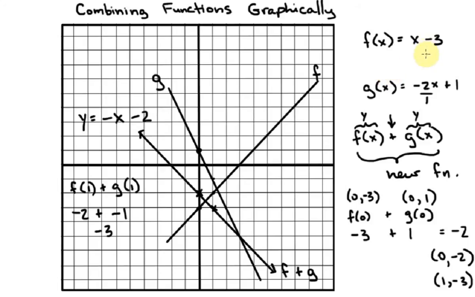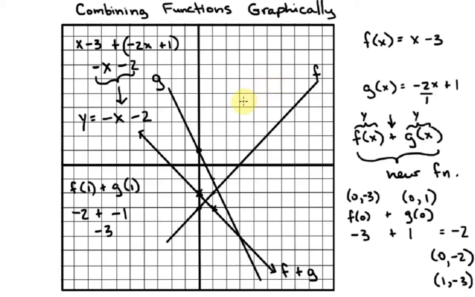Now let me just show you kind of an interesting thing. What if I just took the functions themselves and added them together? What if I took f and then I added to it g? What would I get if I did that? I would have x plus negative 2x, which is negative 1x. And then I'd have negative 3 plus 1, which is negative 2. Oh, gee, that looks very familiar. Surprise, surprise. So no real surprises there. That's how these things work.